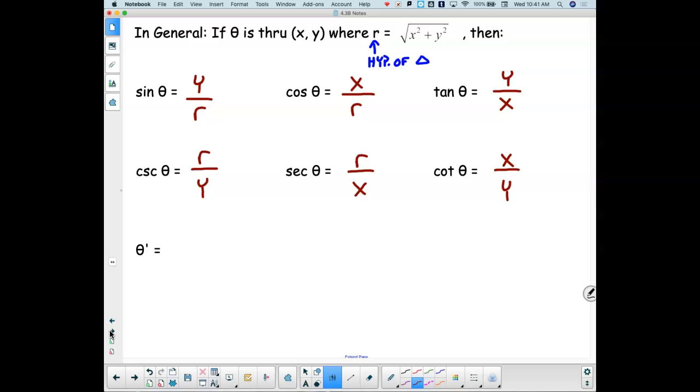Now, my reference angle is equal to the inverse tangent of y over x, but there's one caveat that goes along with that. And that caveat is we need to drop any negative signs.